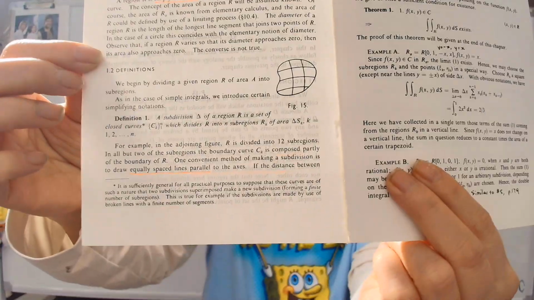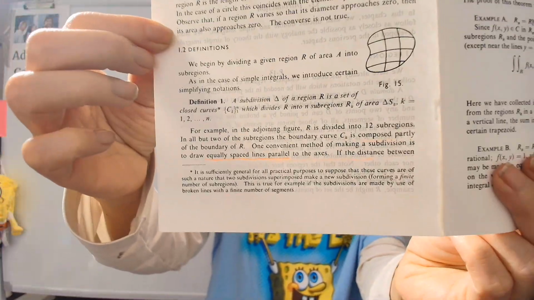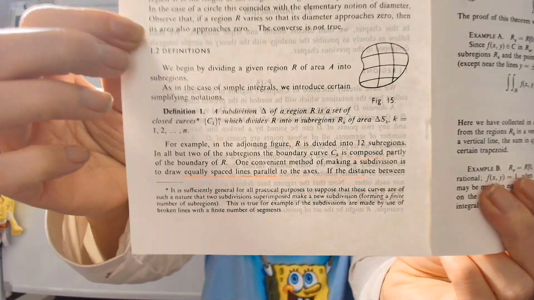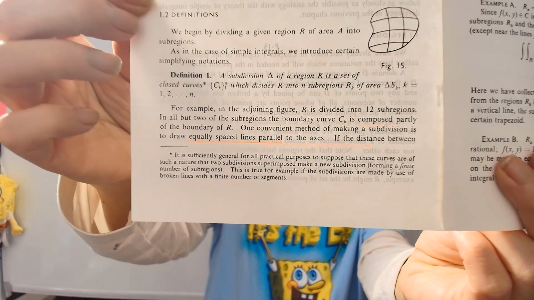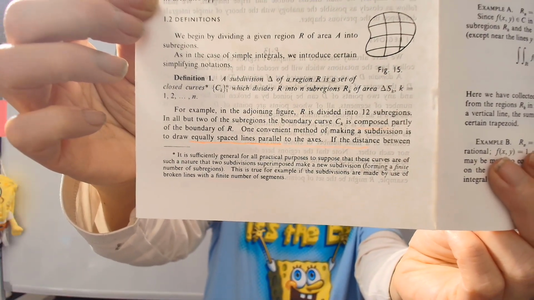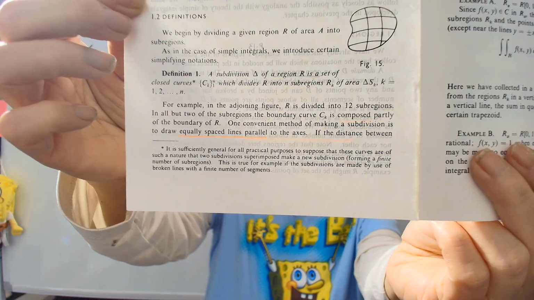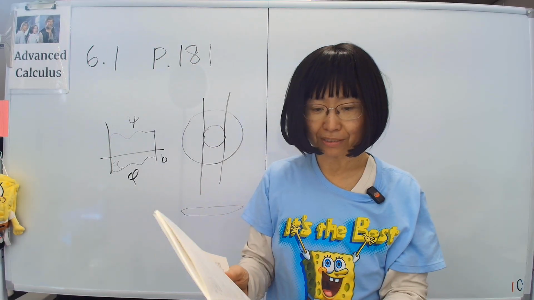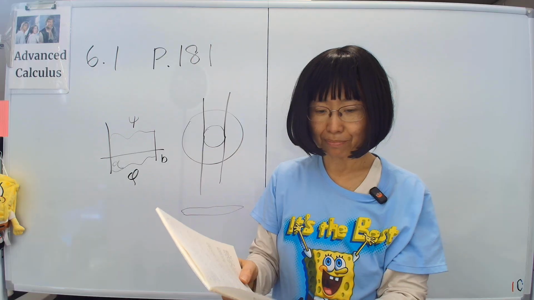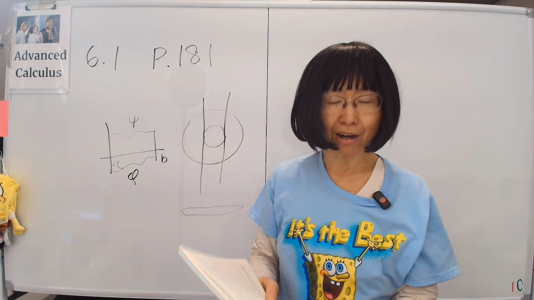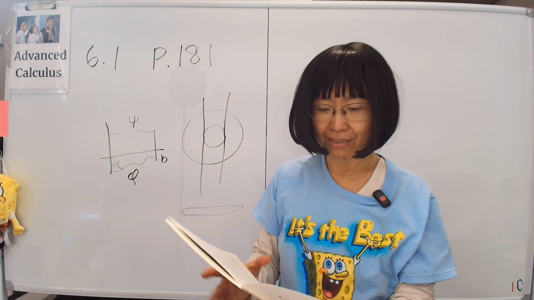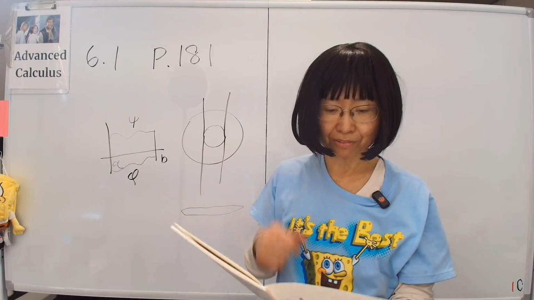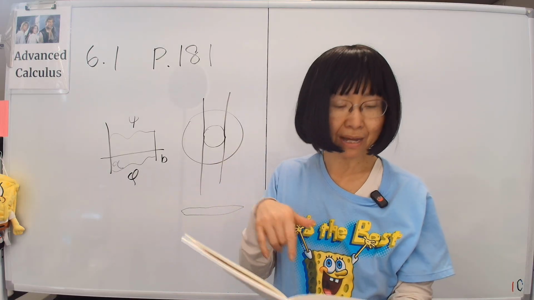Can you see it? It seems very bright. Oh, I know. But anyway, this thing is divided into 12 subregions, right? And in all but 2 of the subregions, it is composed partly of the boundary of R. Okay, so the regions are just little things, but most of them share the boundary.